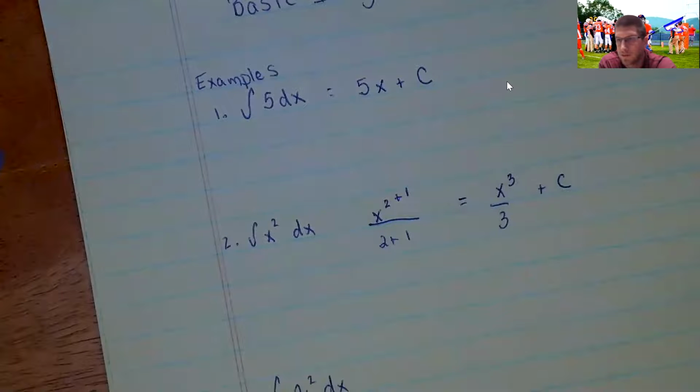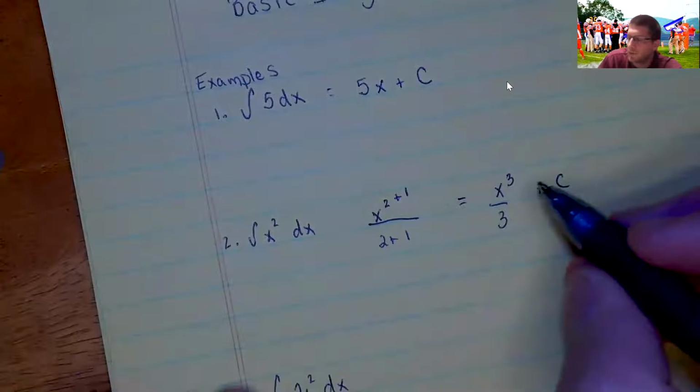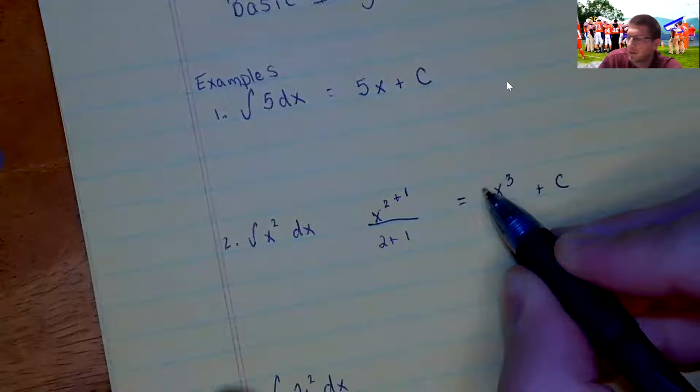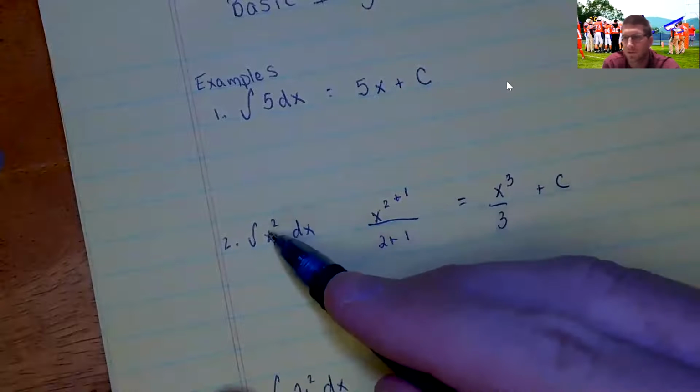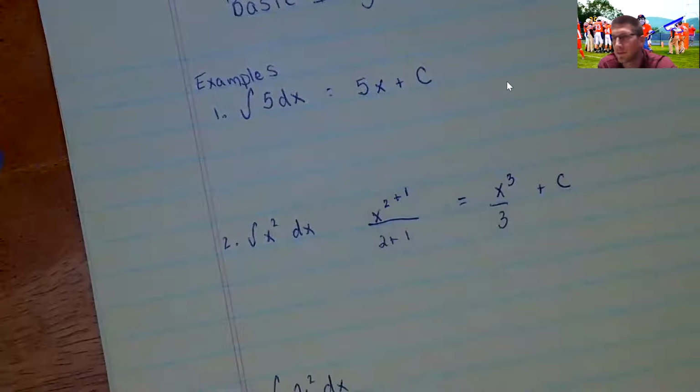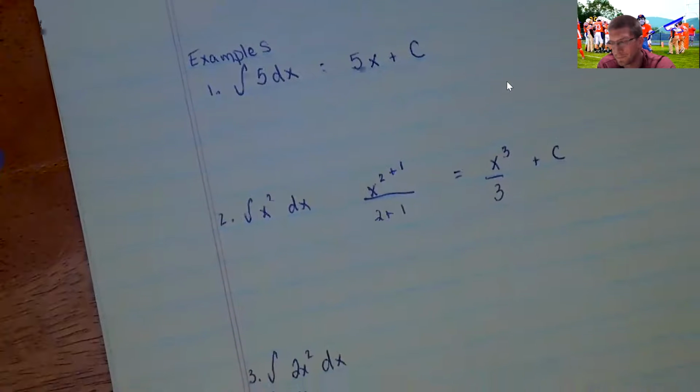Now, if you want to check it with the derivative again, you would use your power rule, bring this 3 down, they would cross out, subtract 1, and you would get back to x squared. So if you're ever worried about it, take the derivative, you should get back to the original.